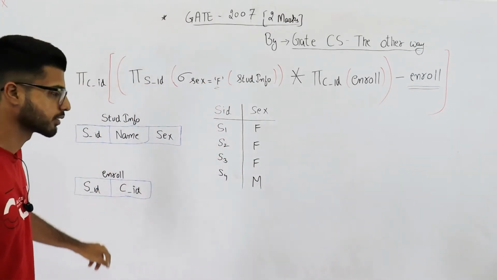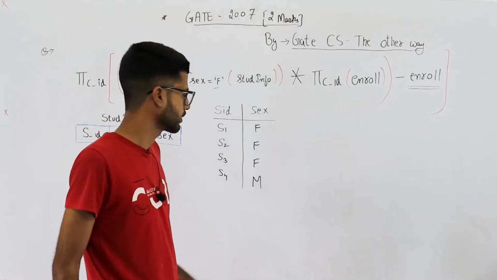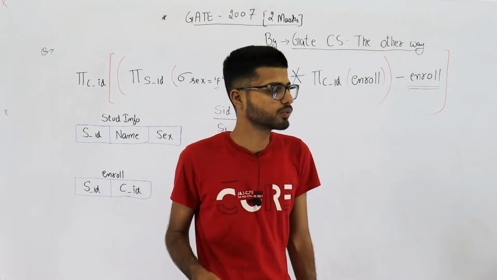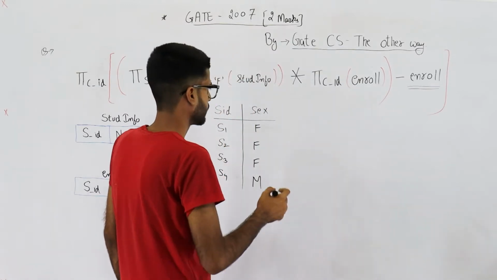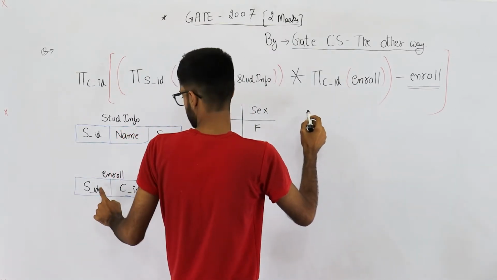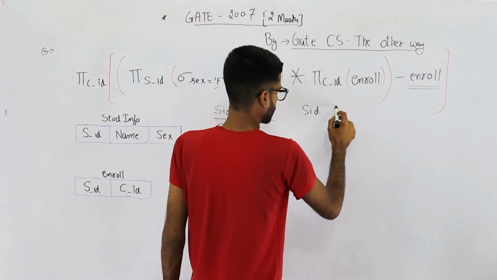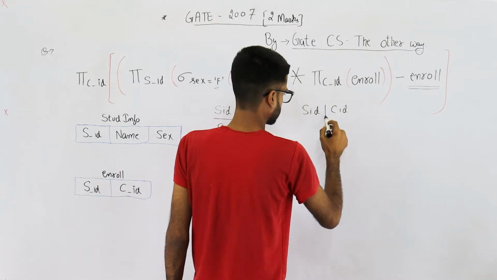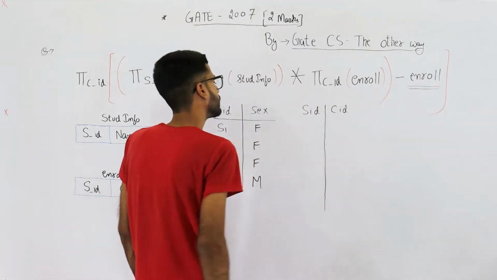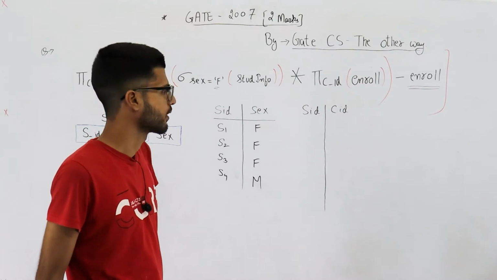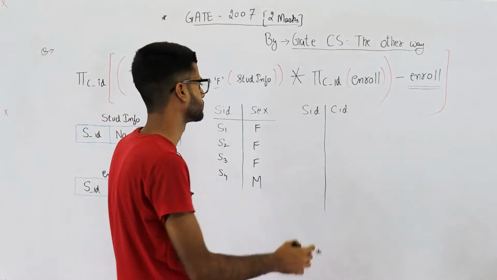Then there's this table enroll. Enroll means out of these four students, which student has opted for which all courses. So it is studId and courseId, SID, CID. Let's assume there are three courses, C1, C2 and C3.